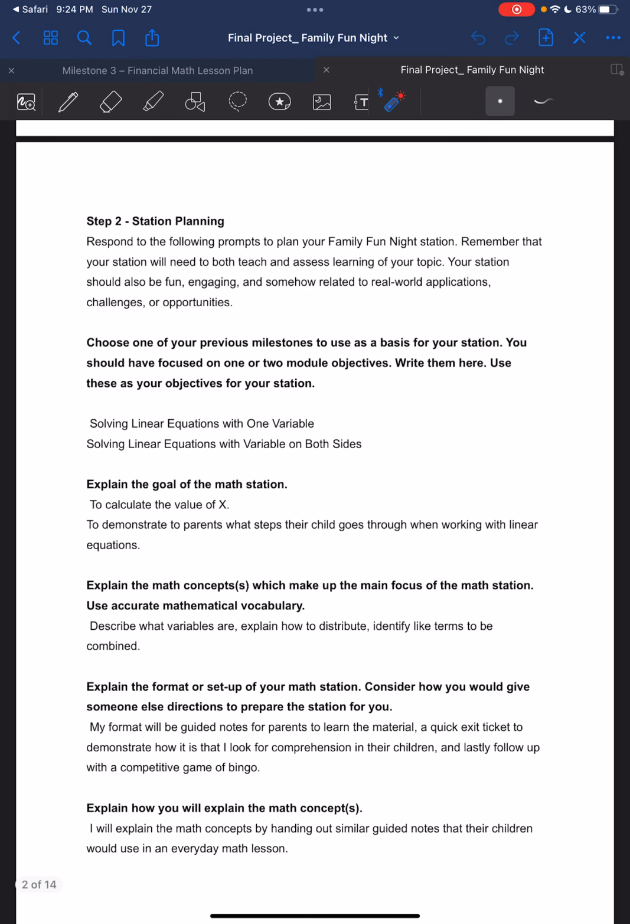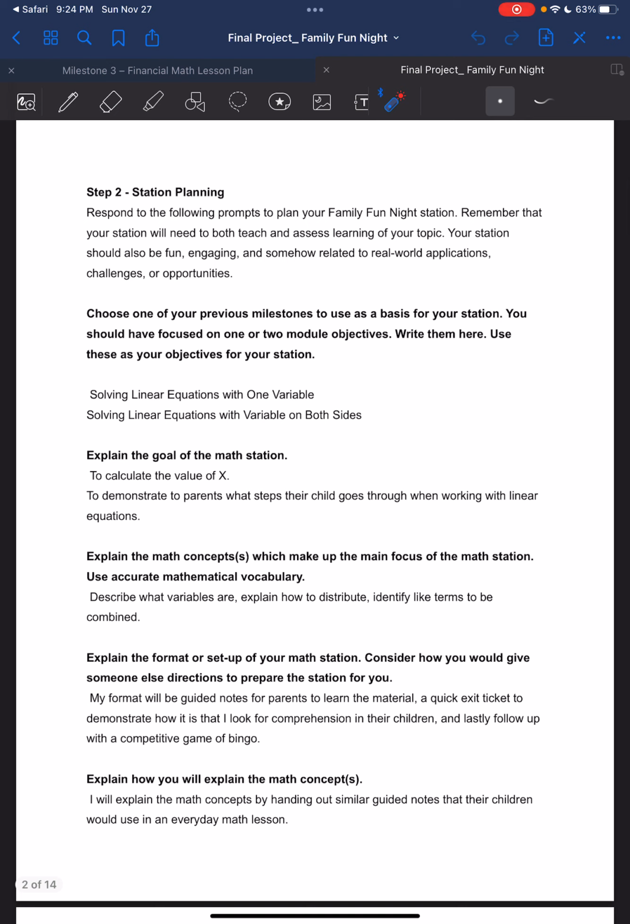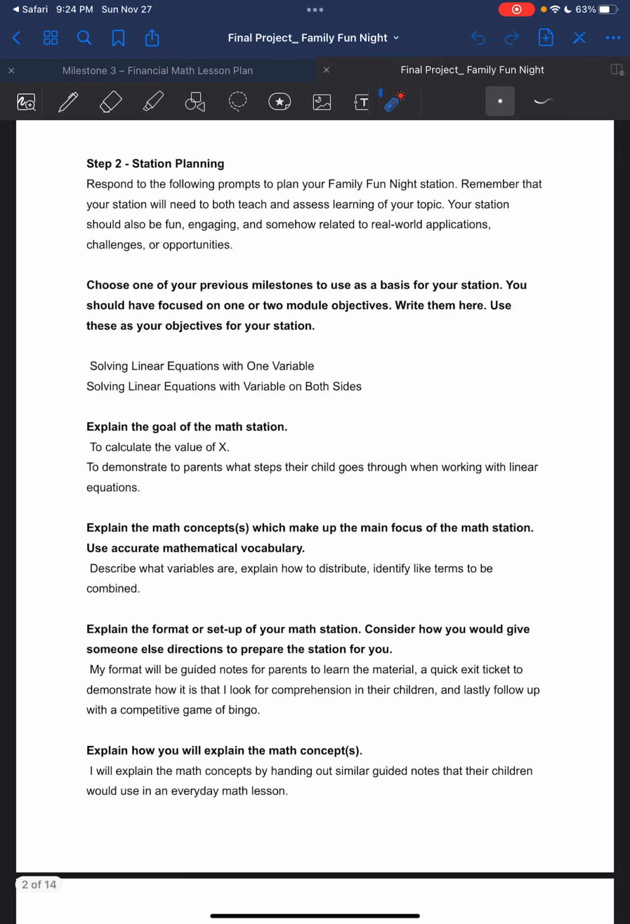My module objectives were solving linear equations with one variable and solving linear equations with variables on both sides. The goal of the math station was to calculate the value of x and to demonstrate to parents what steps their child goes through when working with linear equations. The math concept that makes up the main focus of the math station is describing what variables are, explaining how to distribute, and identifying like terms to be combined.